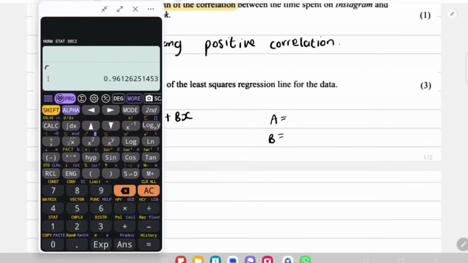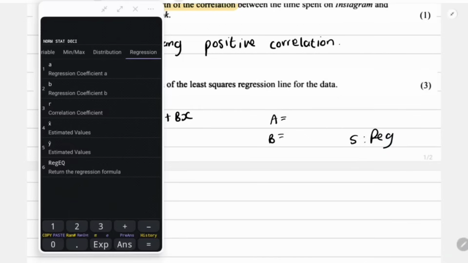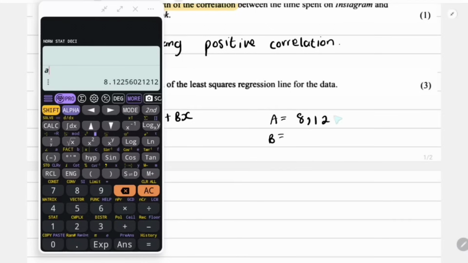On your calculator, you can just press shift and 1 to bring back your data so that you can look at it. Then choose option 5 for regression so that you can get that information. When you choose that, you're going to see your options for A, B, and R. So let's pick number 1 for A and say equal to. So A is 8.12, rounded off to 2 decimal places. You can go ahead and also check that.